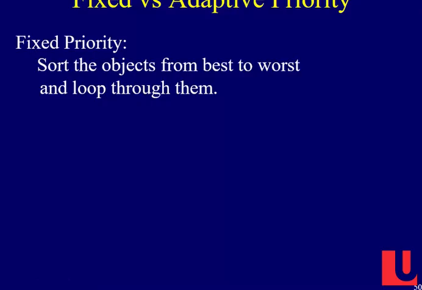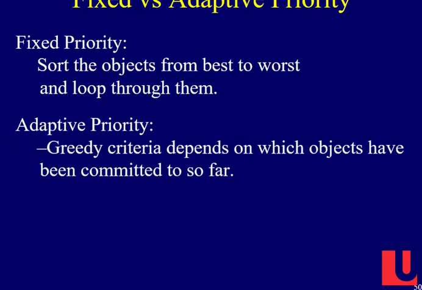That's a fixed priority. Adaptive priority is: I've seen these objects so far, and I've made decisions about these objects so far. Now, every potential future object I will give a new priority to. And what will the input machine give me? It will give me the next object according to the current priority, and I'll make a decision about it, right? Everybody good with that?